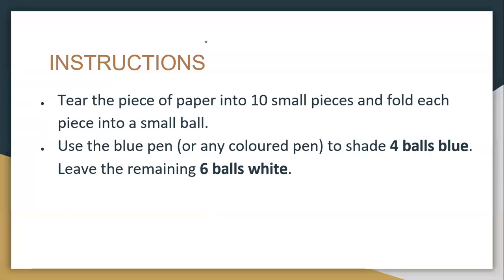So get the white ball and put a blue mark on it. Take an example, in case this is my ball that I've made, I'm going to shade it blue. So we need to do 4. To 4 of them, you put a blue mark, in case that is the paper you have and that is the pen. Then the rest, leave them as white. So I'll expect you.